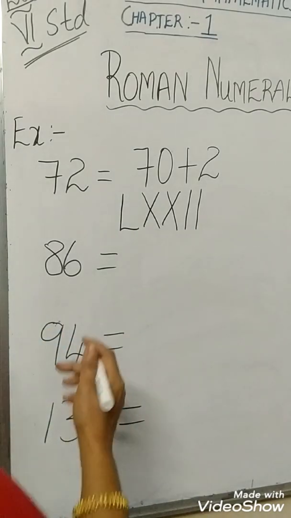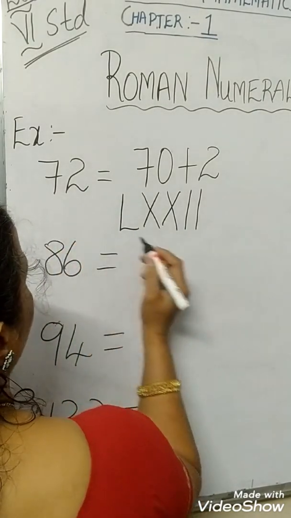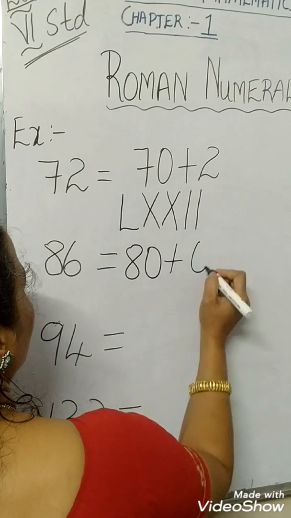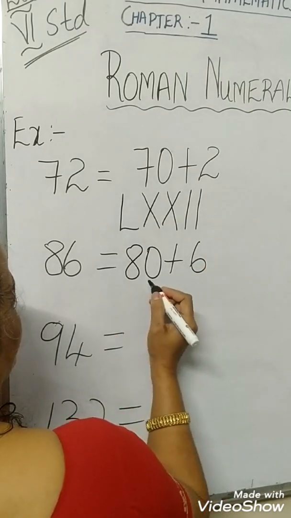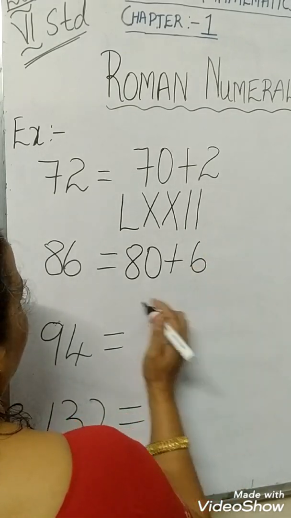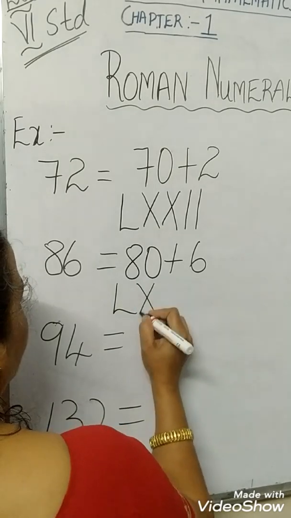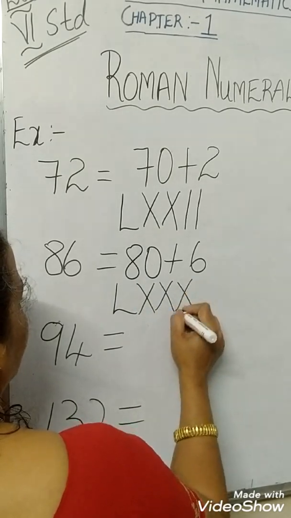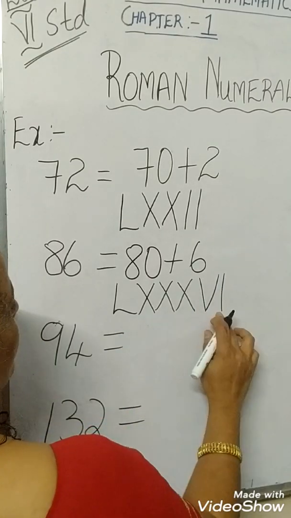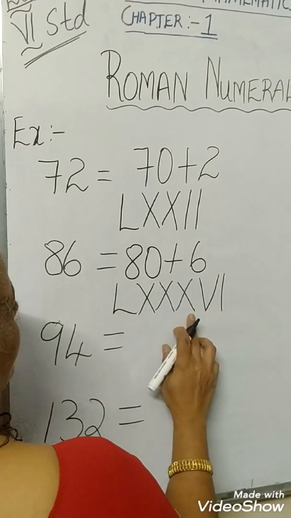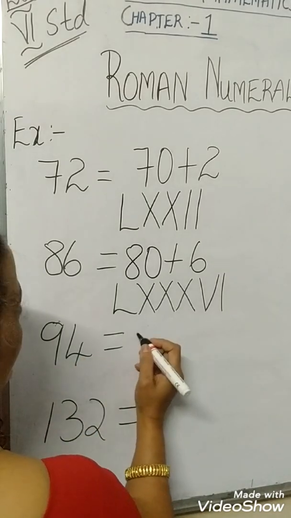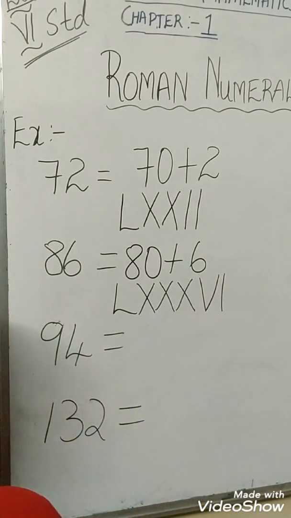Now, 86. Can you tell how to write 86? First, before writing, let us split it: 80 plus 6. What is the symbol for 80? The symbol for 80 is L, X, X, X. Then, how to write 6? 5 plus 1. So, what is the symbol? L, X, X, X, V, I.